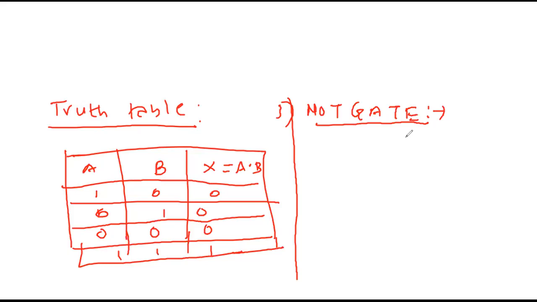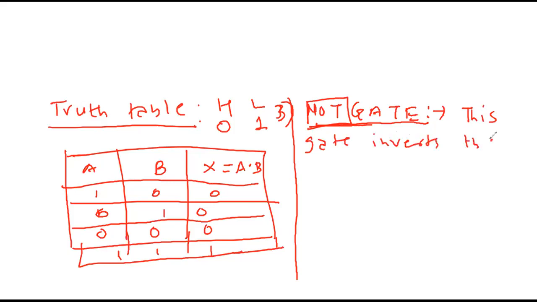Is it completed? NOT gate. See, NOT means negation. Somebody is saying 0, the other person says no, it is 1. Someone says high, the other says no, low. So the opposite we call NOT, NOT gate. So this gate inverts the output, or we can say inverts the signal. That means 0 becomes 1, 1 becomes 0.